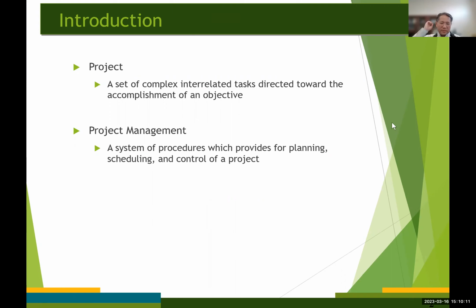Okay, so let's just talk briefly about some terminologies. So the project, what is a project? A project is defined as a collection of interrelated activities or tasks directed towards the accomplishment of a goal or an objective. And of course, each task consumes time and resources, right? Project management is a system of procedures which provides for planning, scheduling, and control of a project.